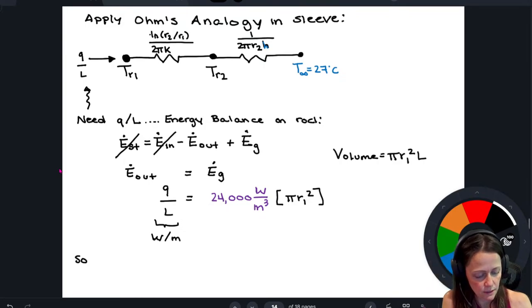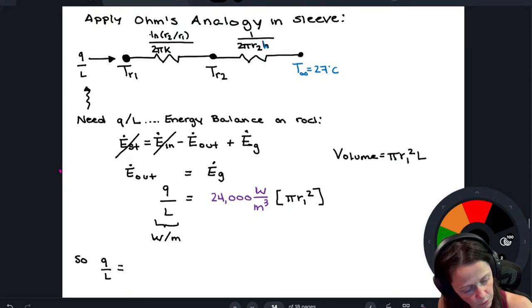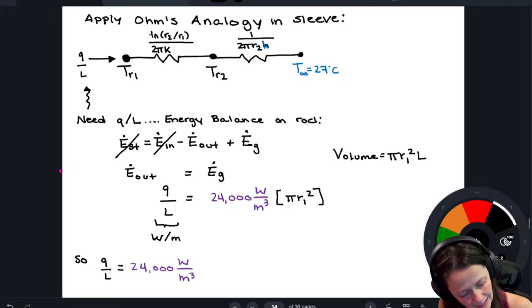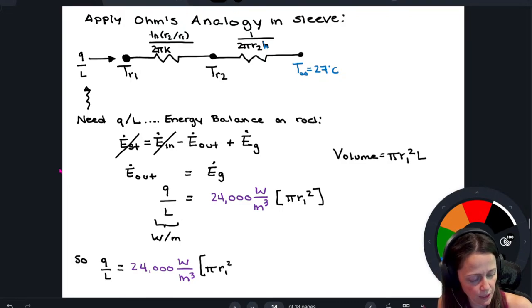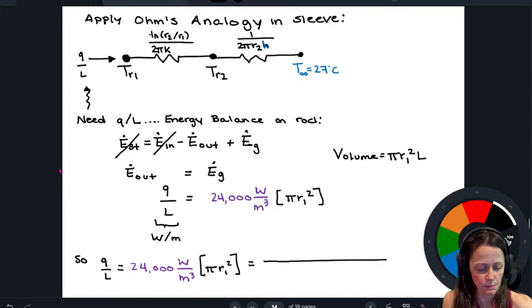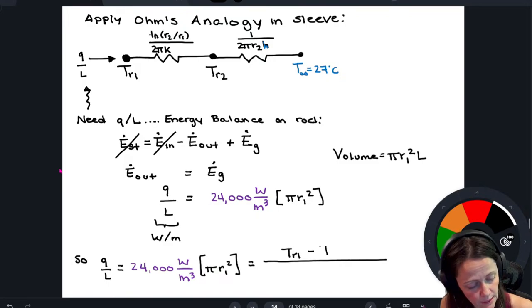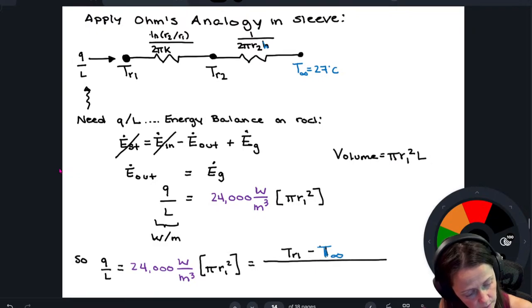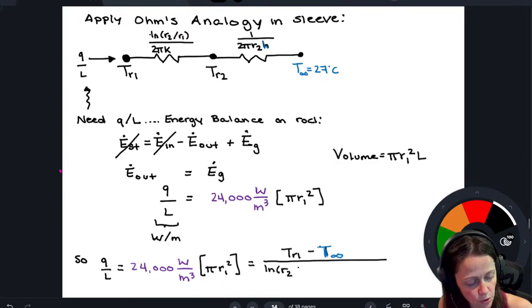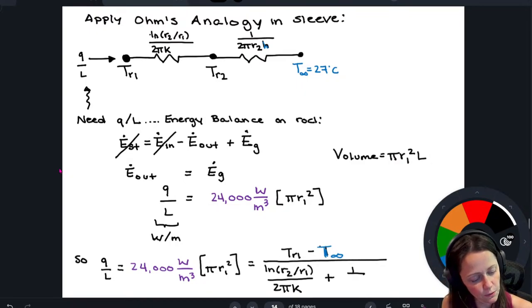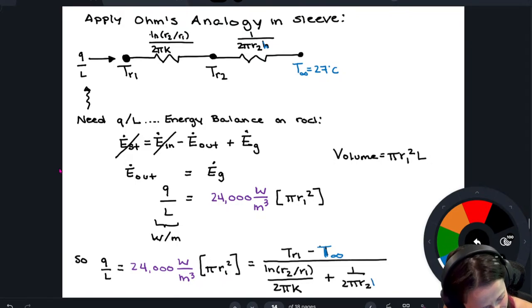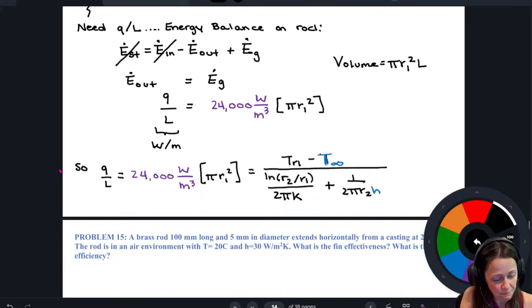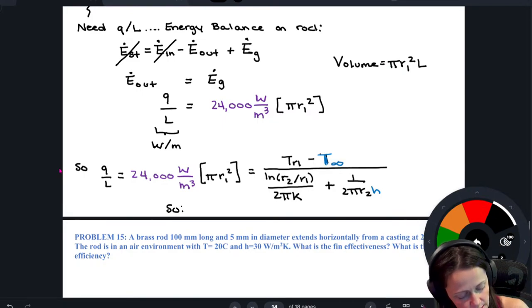So I can say that Q over L, which is 24,000 watts per meter cubed times that pi R1 squared, is going to be equal to, going back to my thermal circuit, TR1 minus T infinity over the resistances: natural log R2 over R1 over 2 pi k, plus 1 over 2 pi r2 times h. And again, it kind of looks ugly, but I do actually have everything in here. I've got the r's, the k's, the h's. The only thing I don't have is that TR1, and that's the thing I'm looking for.